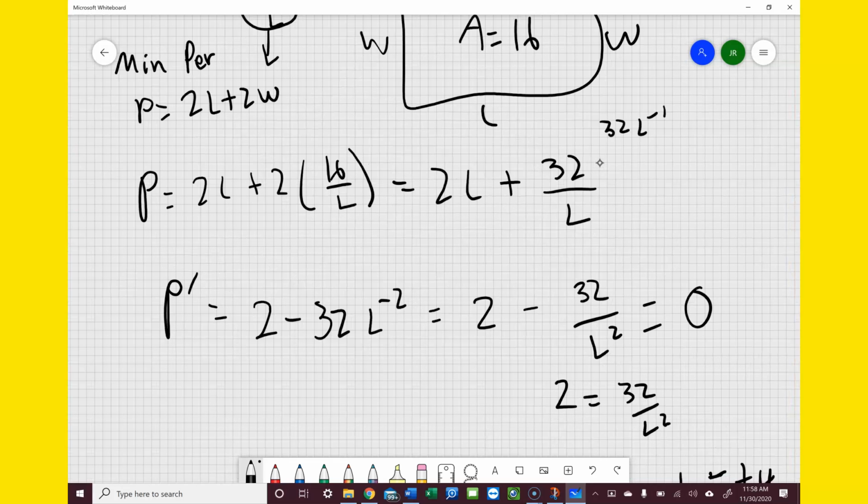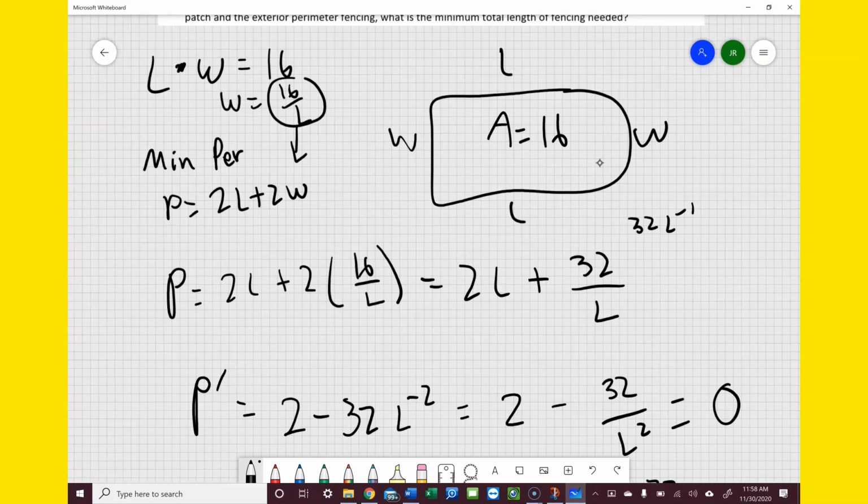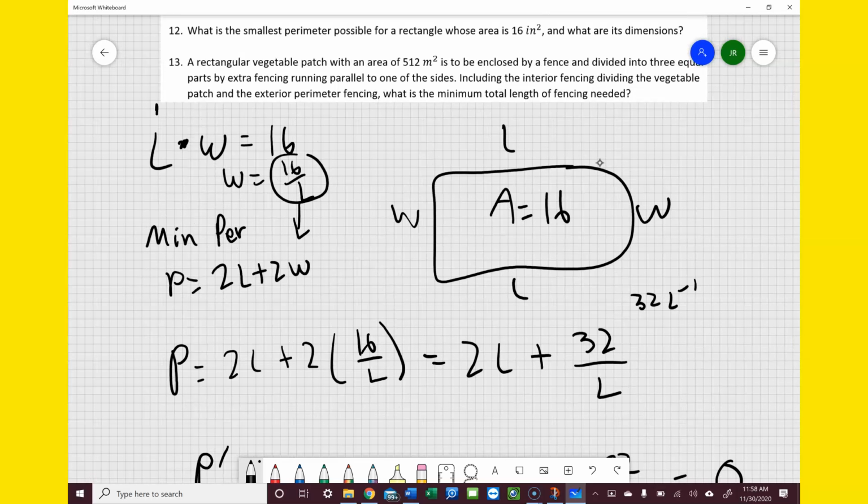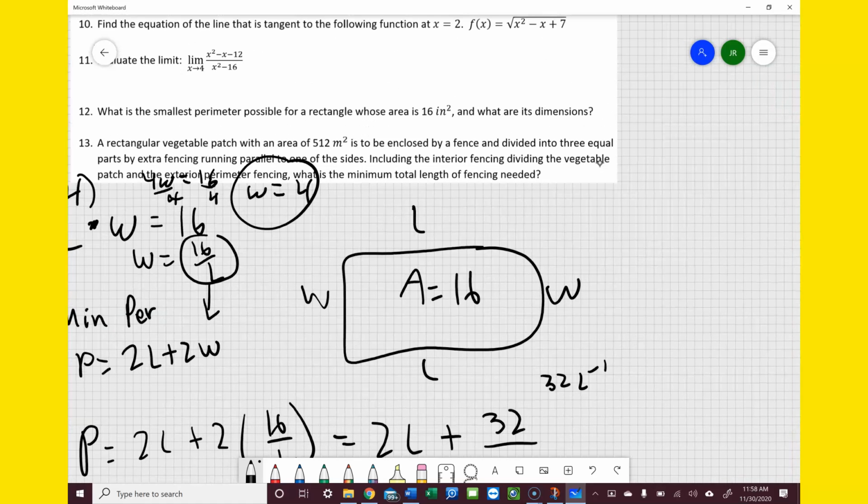So now I have found L. Obviously it's going to be the positive 4, not the negative 4. Plug that back in. If L is 4, then solve for W: 4W equals 16, divide by 4, and W equals 4. So it's a 4 by 4 rectangle, aka a square. So the dimensions are 4 by 4, 4 length and 4 width, to make a rectangle whose area is 16 with the smallest possible perimeter.